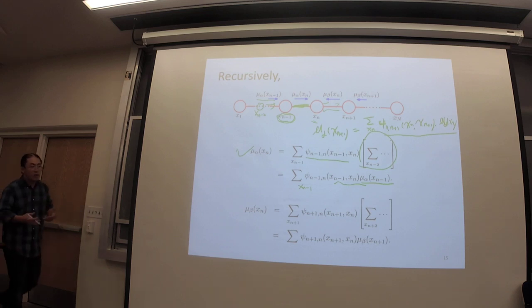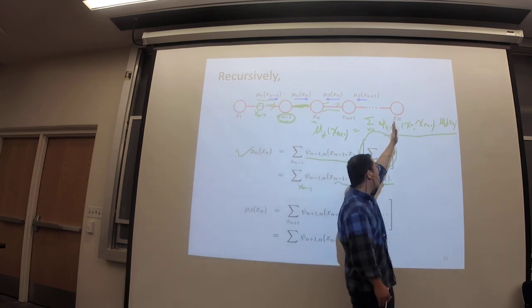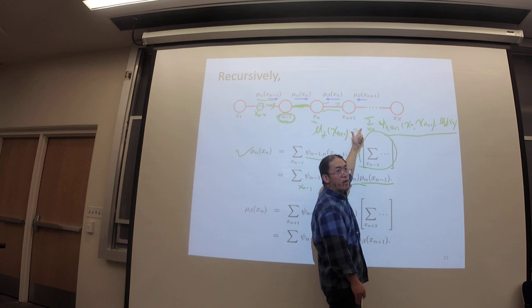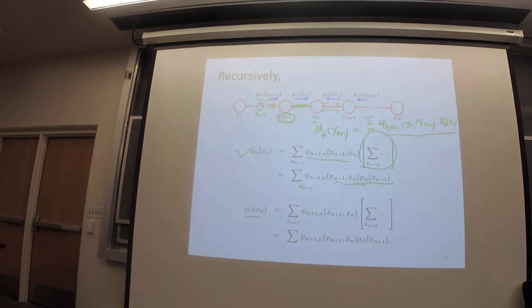Similarly, you can use the recursive procedure to compute the backward message, but the direction goes from the last variable to the second last variable to the third last variable until you arrive at xn. So again, if you want to compute the message from xn plus 1 to xn, you need to first capture the message from xn plus 2 to xn plus 1. Then you multiply this message with the potential function defined on the edge between xn and xn plus 1. Then you sum this product over xn plus 1, and you get the message from xn plus 1 to xn. That's the key idea.